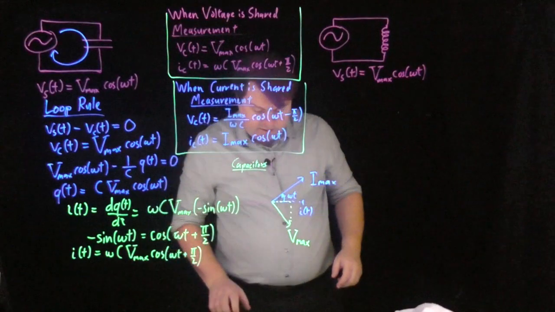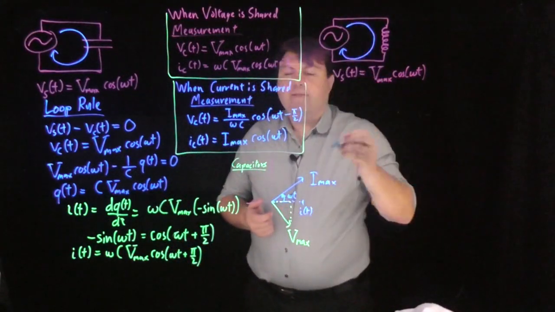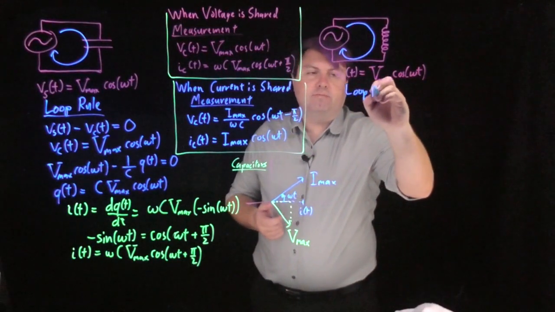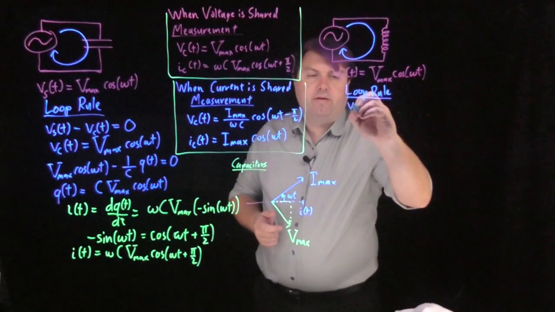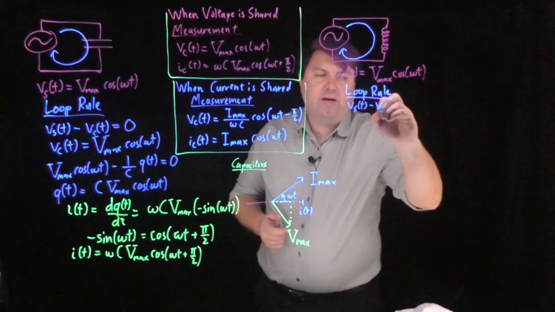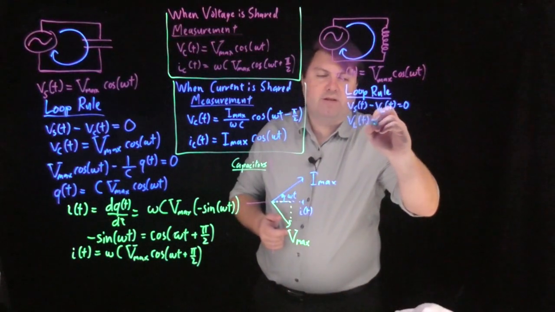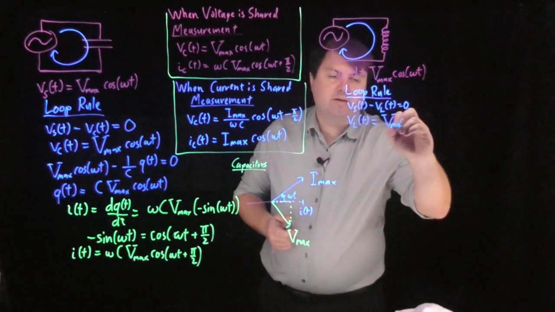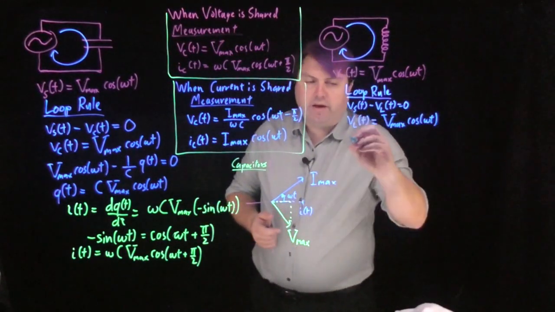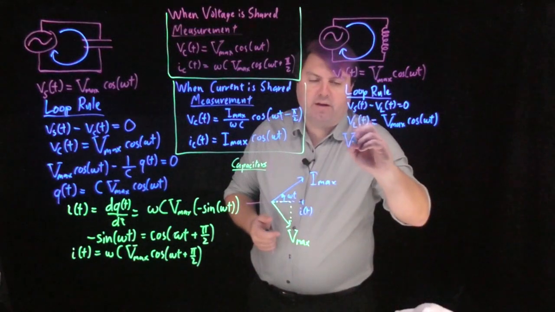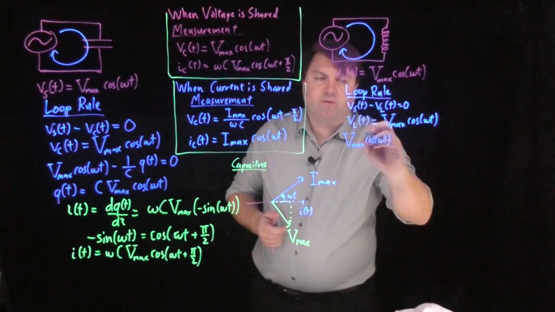Now for our inductor, we can do pretty much the same thing. We can use a loop rule again, and our loop rule will give us V source as a function of time minus VL as a function of time equals 0. So we can get VL as a function of time is equal to capital V max cosine omega t, and then we can also get, again, V max cosine omega t as the voltage of our source.